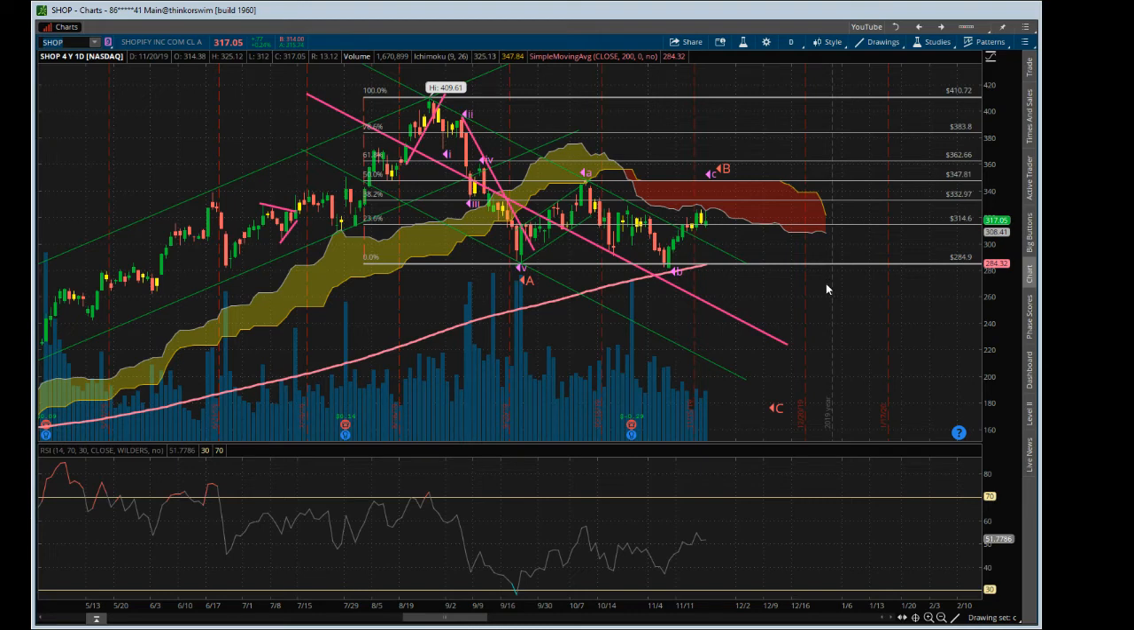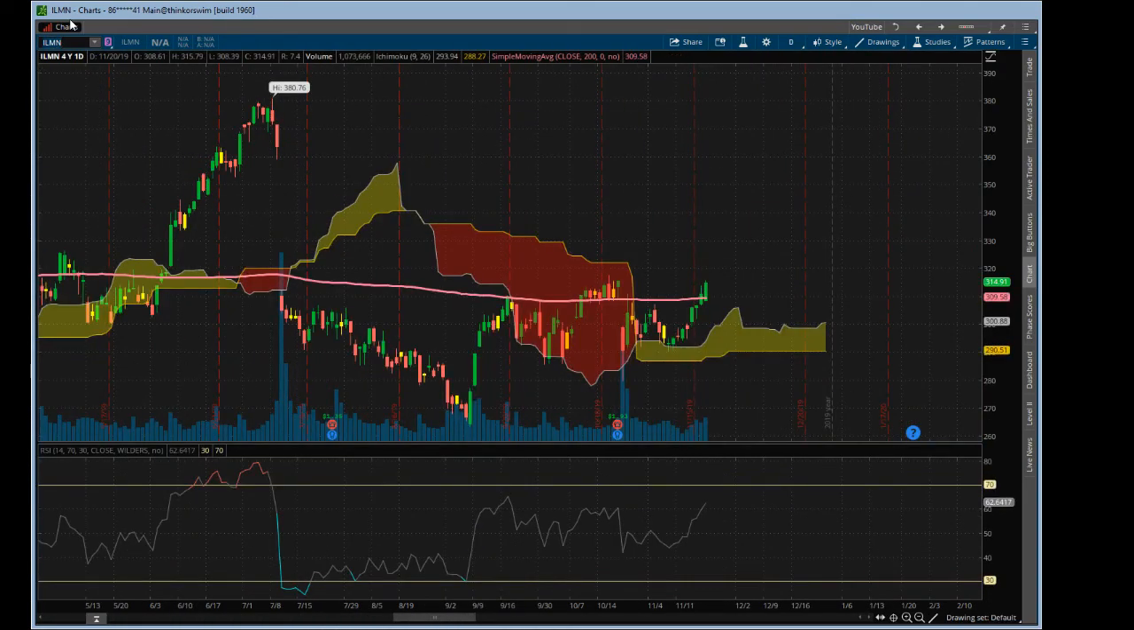ILMN. Yeah, nice move right there today. I love the close over these recent pivot levels. The only thing that concerns me here is that resistance right there. So just be careful with that if I didn't draw that already.